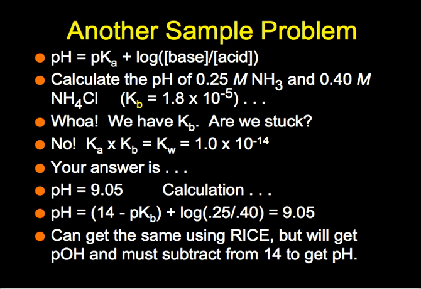Again, another sample problem. This time we have Kb. And so here's another approach. If you have Kb for a base, remember Kb is Kw divided by Ka. Right? Acid times base equals water. That makes sense. So the equilibrium constant, it also makes sense.